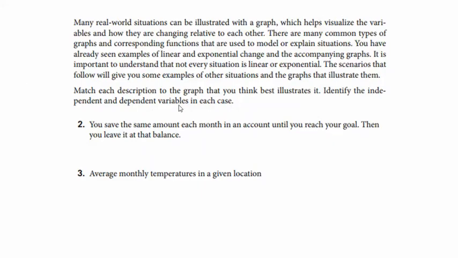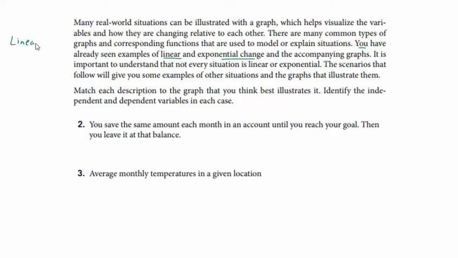So there are lots of real-world examples, many, that we can visualize with a graph. So let's start here. We have seen examples of linear and exponential change. That was from last time. Do you remember linear? Let's review that real quick.